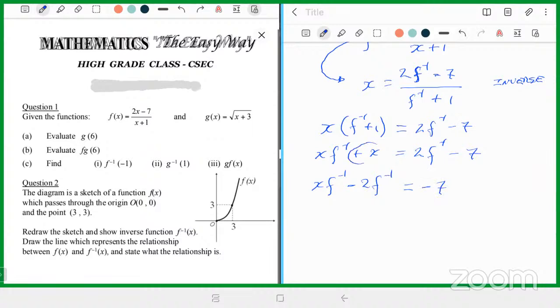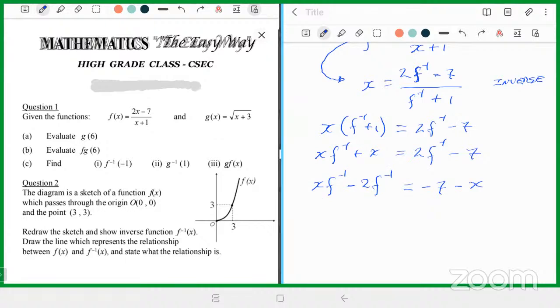And this x that was on this side, because it is positive, when it comes over here, it's going to become a negative, a change sign. It becomes a negative x. And so we have now grouped the terms with f to the minus 1 on the same side. We want to make it the subject. What do we do with it?